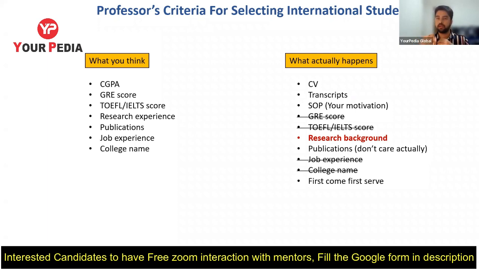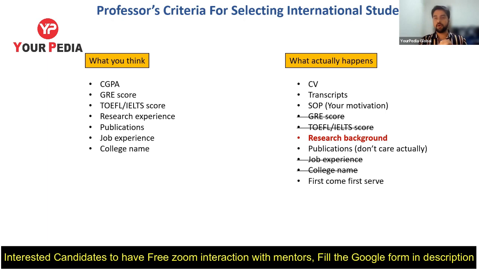So what do professors actually check in your profile? First of all, they are interested in your CV. Your CV should be very clear and well formatted, and the information should be there in your CV. So how do you develop a good CV? If you want to prepare, then attend this Zoom interaction with me. We generally discuss these things with the students. This is your academic CV, not your job CV. In an academic CV, you have to mention some points which are not there in your job CV.